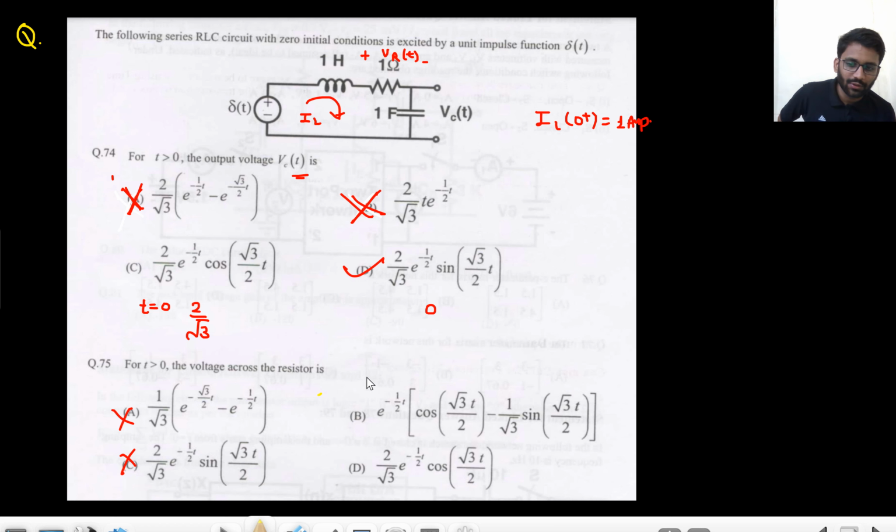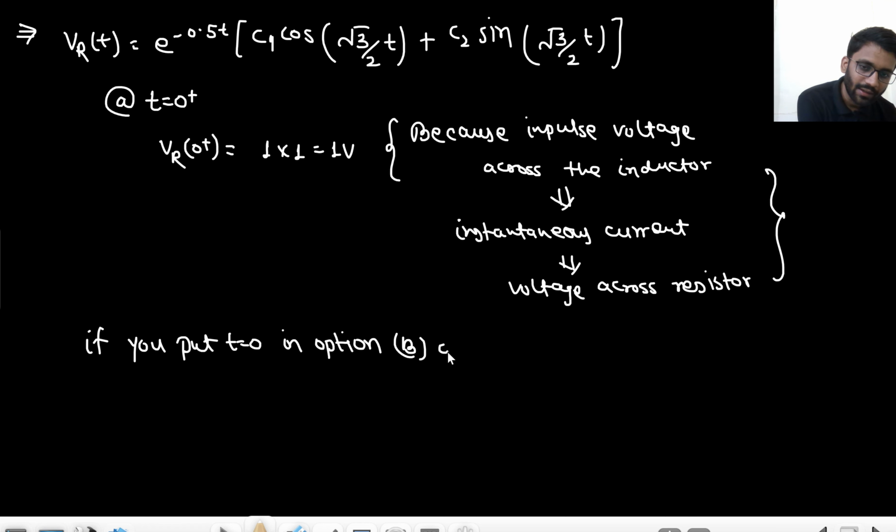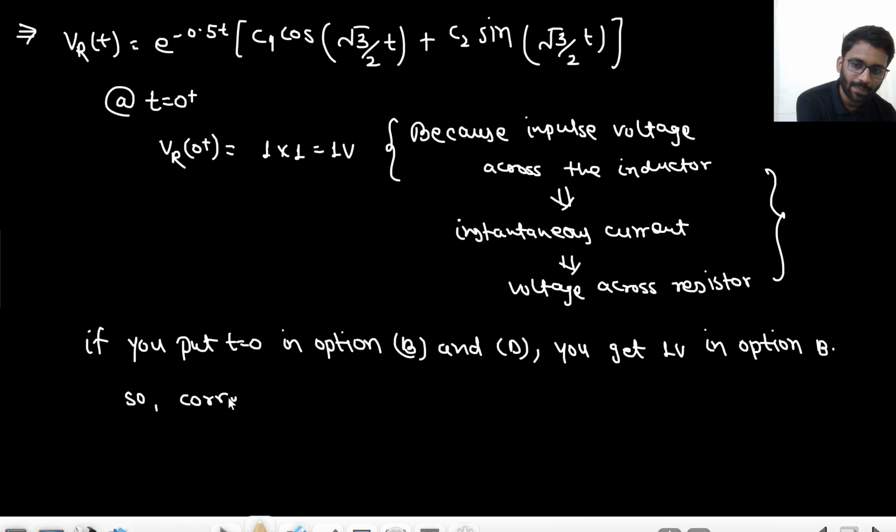If you put t equals 0, here the sine term will be 0, so it will be 1. So at t equals 0, you are having 1 volt here. And at t equals 0, you are having 2 by 3 volt here. So which answer is correct? Option B is correct. Right? So at t equals 0, you need to have 1 volt, and that is there in option B only. So I am writing, if you put t equals 0 in option B and D, you get 1 volt in option B. So the correct answer is option B. Got my point?